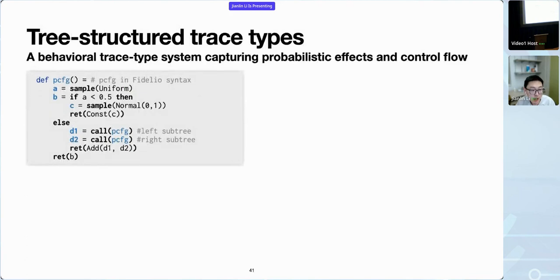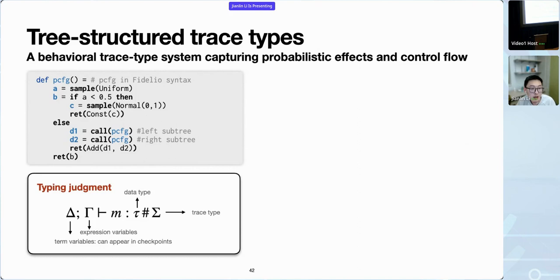We formalize the semantics using a calculus. It has a pure deterministic fragment and a monadic probabilistic fragment. This is the previously shown PCFG model program, but in Fidelio syntax. Variables in the monadic fragment are shown in bold and blue. We call them term variables.